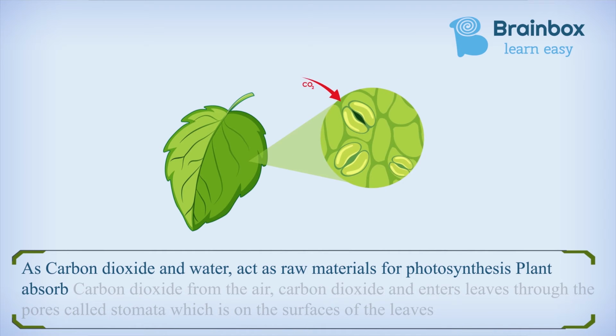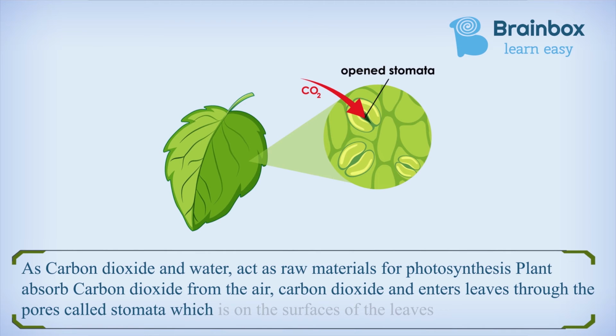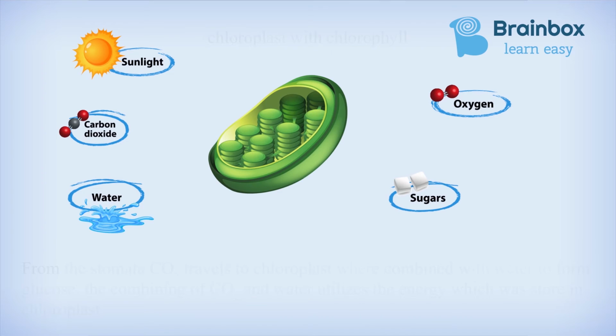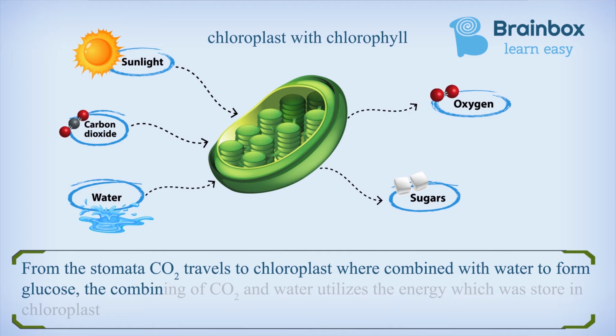The plant absorbs carbon dioxide from the air. The absorbed carbon dioxide enters the leaves through pores called stomata. These stomata are present on the surface of the leaves. From the stomata, carbon dioxide travels to the chloroplast, where it combines with water to form glucose. The combining of carbon dioxide and water utilizes the energy which is stored in the chloroplast.